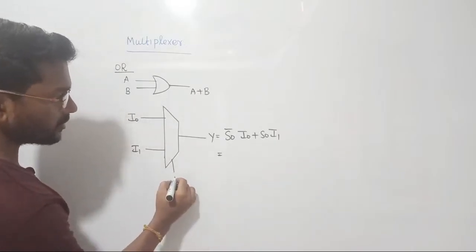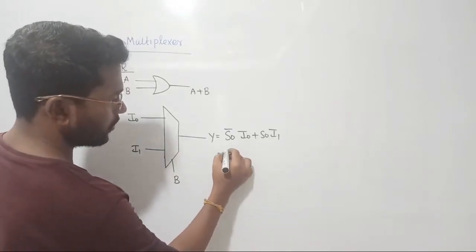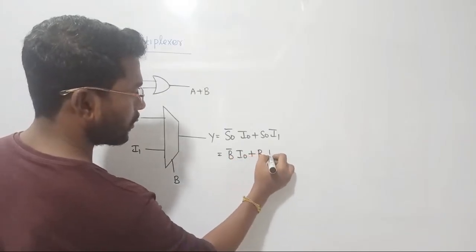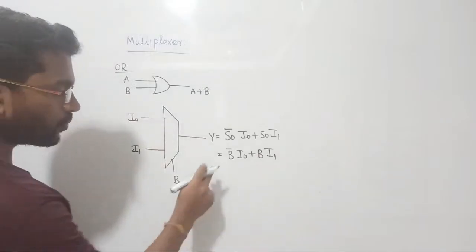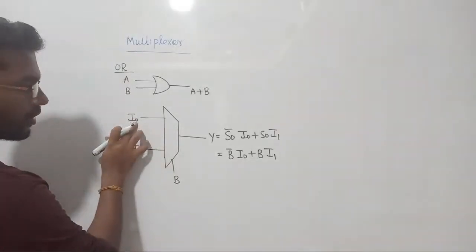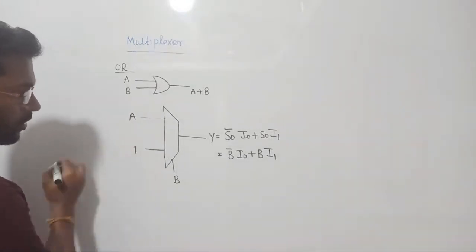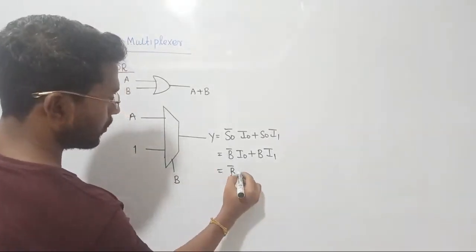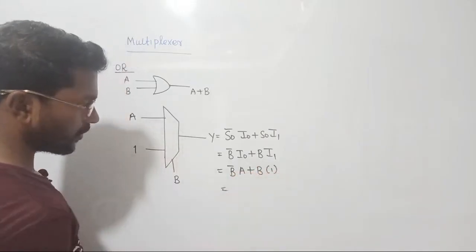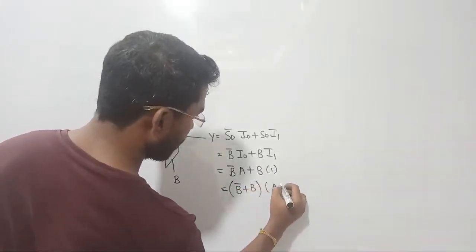So let me select B. Suppose if it is B, then what will happen? B bar I0 plus this is going to be B into I1, right? Now B bar plus B, okay, that is fine. Now what shall we do? For I0 let me put A, let's see. For I1 let me put 1, such that let's see what happened. So B bar I0 I am getting A plus this is going to be B into 1, right? So now what we get? So it can be written as B bar plus B into A plus B. That's all. Just we have to think, that's all, right?